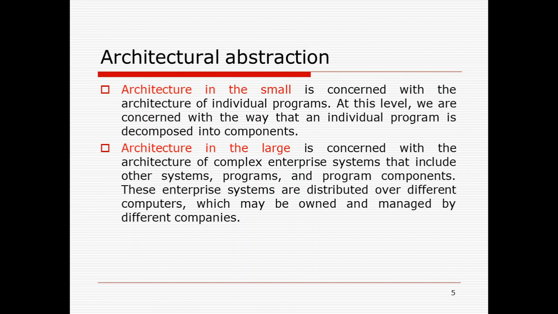Similarly, when the system is too complex and very large, we call it the architecture in the large. The architecture in the large may include other systems apart from the present system, and other system program components. This architectural layer may be distributed over a number of systems or computers, which may be managed by different people or different companies. So we can consider a small program architecture to be the architecture in the small, and a large and complex architecture to be the architecture in the large.